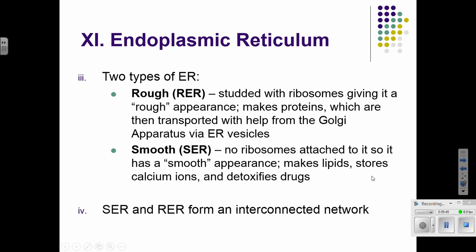So it's also going to help us store some calcium, and it's also going to help us break down some drugs. So some of our organs, like the liver, which does a lot with breaking down drugs, has quite a lot of smooth ER in those particular cells. And they're all connected. So smooth ER and rough ER do touch one another, and it's all an interconnected membrane.